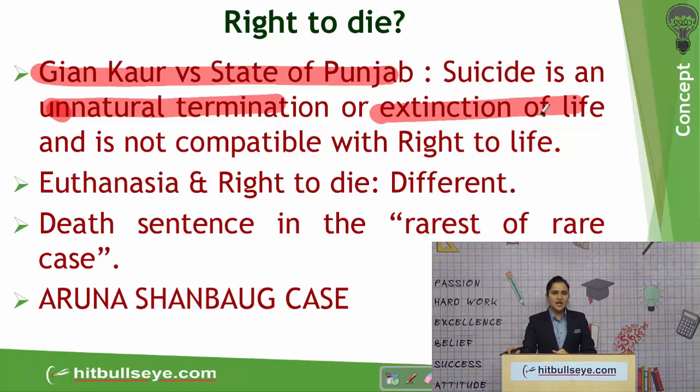Now, euthanasia is a way of respectfully allowing a person who is in a permanently vegetative state to die with dignity. But right to die is when you spontaneously cut the flow of life, you bring your course of life to an unnatural halt, and that is why in the case of Gyan Kaur versus State of Punjab, they were categorically separated from one another.